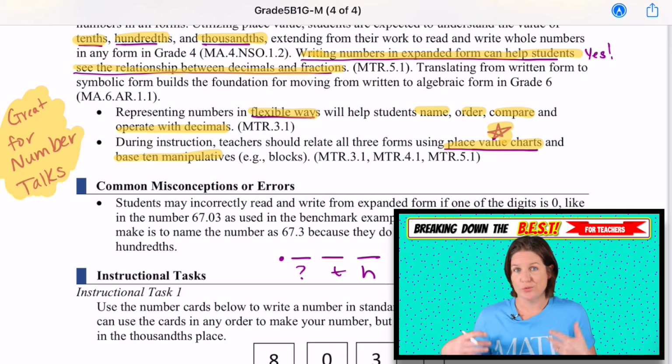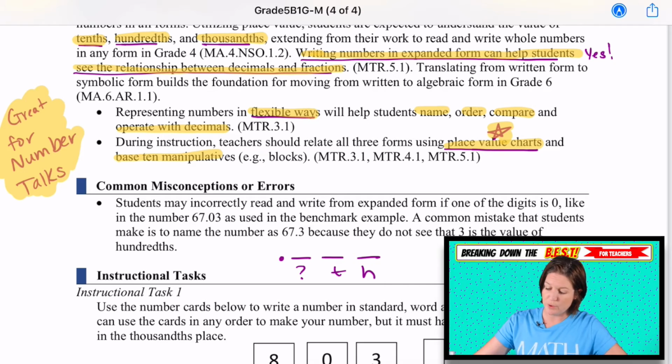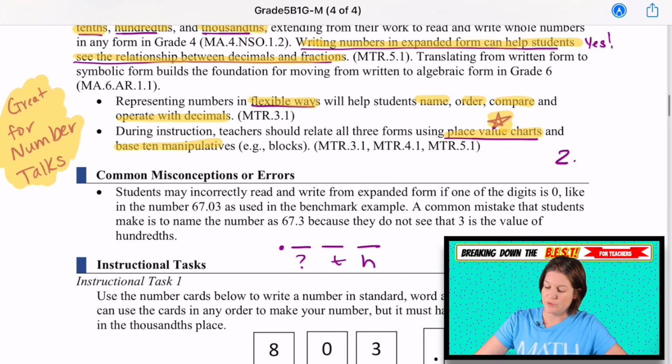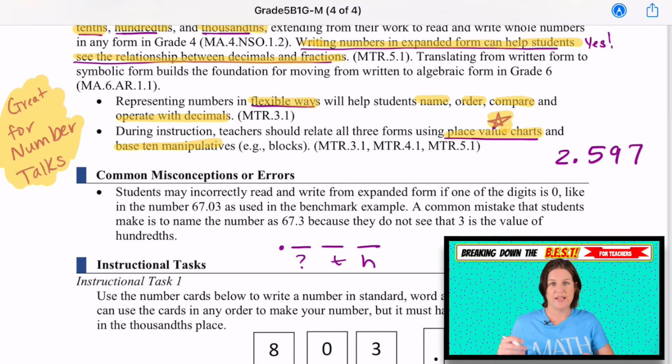And if you do number talks in your room, or if you have not yet, a standard like this is a great way to have students talking about numbers. You could pose, for instance, the number 2 and 597 thousandths and say, how many different ways can we represent this number? There's so many different ways.